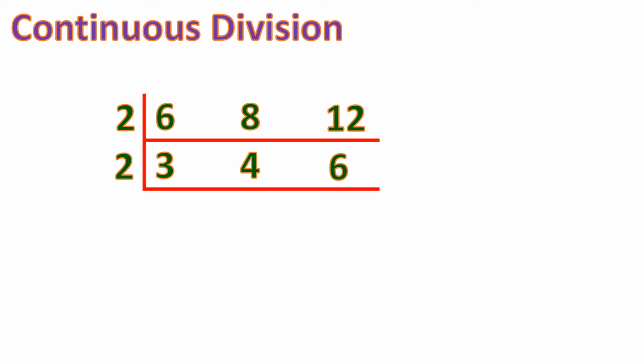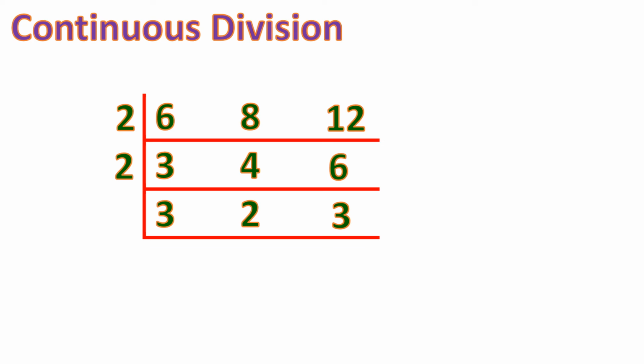Now we will have a problem with 3. 3 divided by 2 is not possible. It will be a decimal. So what we will do is just copy it because it cannot be divided. Now with 4, 4 divided by 2 is 2. 6 divided by 2 is 3. And that's it. Then we will continue.